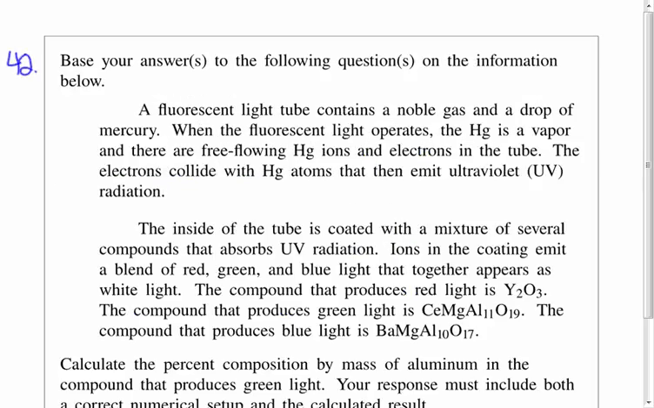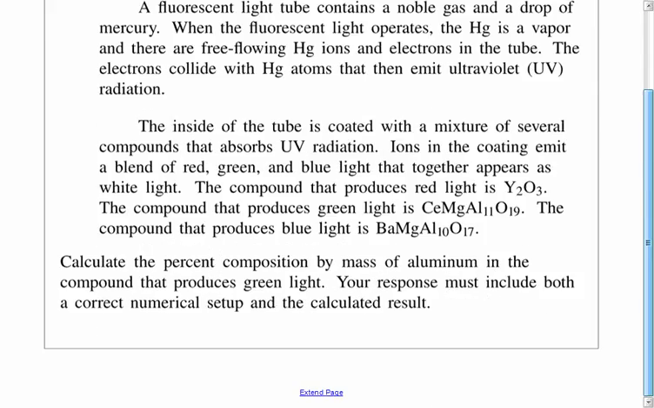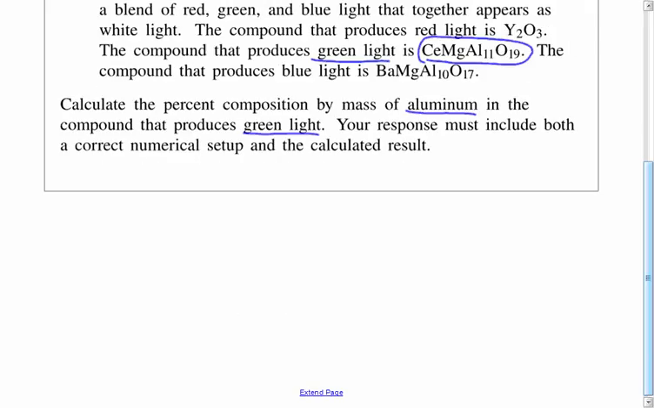For 42, we have some information about different chemicals that are used inside of lights and the colors that you're going to see as a result of those. Our question at the end wants us to find the percent composition by mass of aluminum in the compound that produces green light. So out of the 3 compounds given, we have to choose the correct one, and it tells us that the compound that produces green light is this right here. So that's the one that we want to focus on. And we're going to include the correct numerical setup and our calculated result.